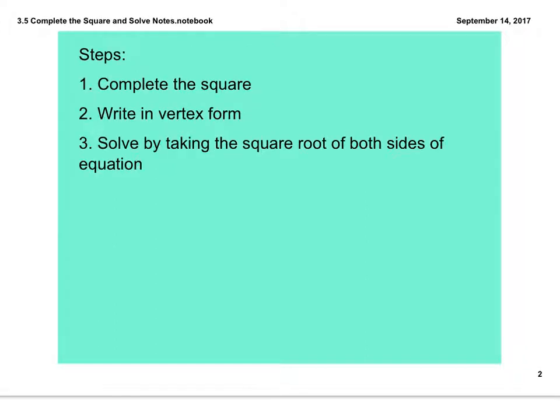Our steps are going to complete the square. We're going to write in vertex form, and then we're going to solve by taking the square root of both sides of the equation. So again, you're going to do much of what you did yesterday, and then the day before when we started looking at solving using square roots. So we're going to combine really a couple lessons from this module to come up with a solution.